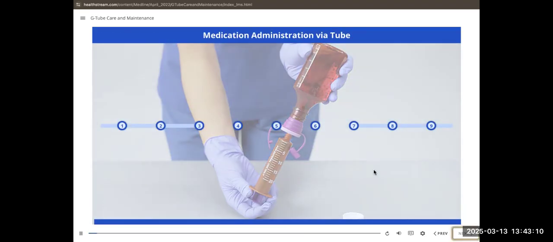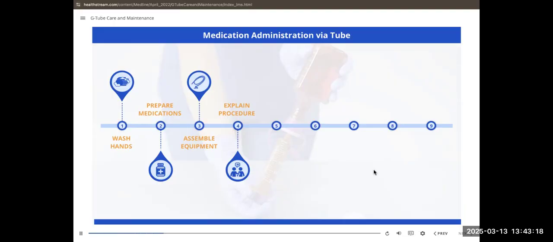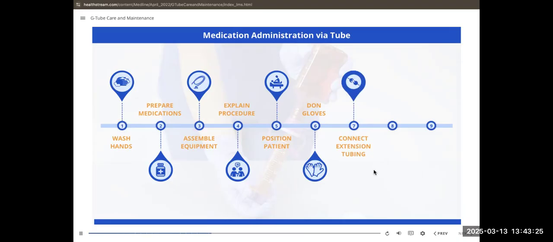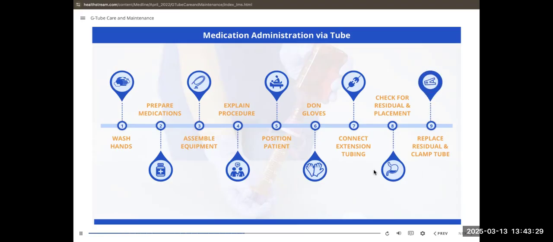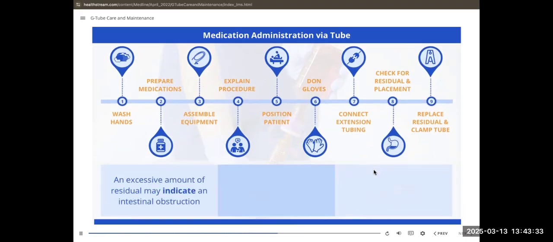When administering medications per tube, wash your hands, prepare the medications per policy, assemble the equipment, and explain the procedure. Be sure to position the individual appropriately, don gloves, connect the extension tubing, and check for residual and placement, as well as replace residual and clamp the tube. An excessive amount of residual may indicate an intestinal obstruction.